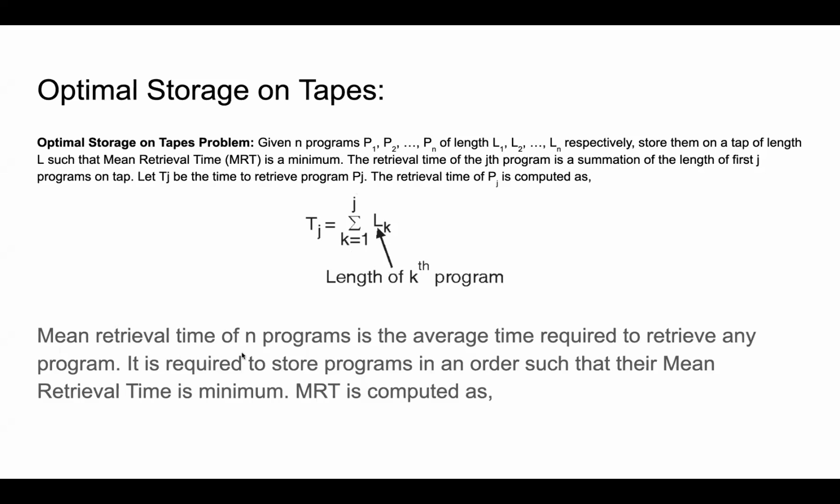Mean retrieval time of n programs is the average time required to retrieve any program. The time needed to retrieve any program is nothing but the mean retrieval time for the programs. It is required to store programs in an order such that their mean retrieval time is minimum.